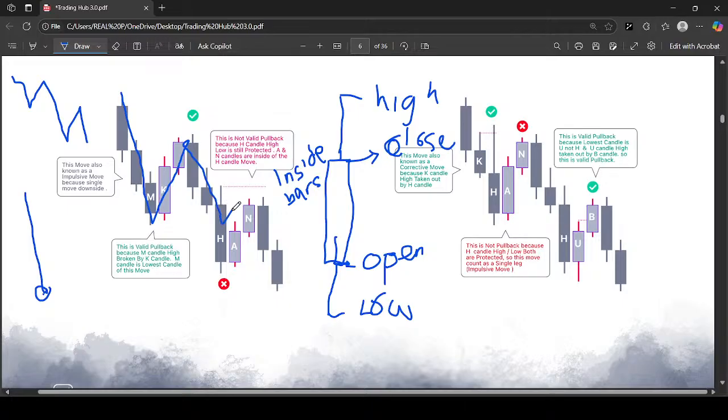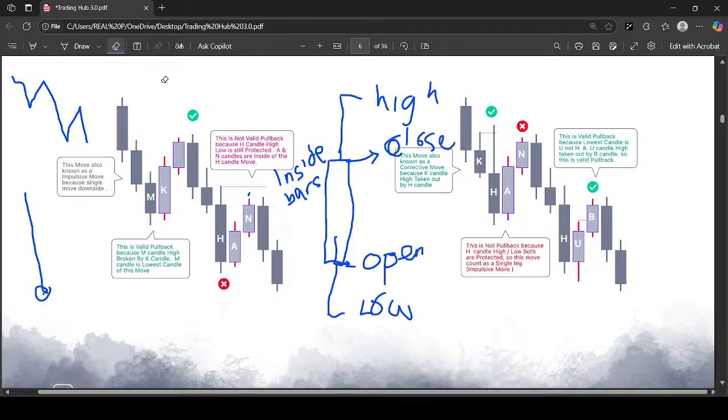And this is a single leg down, right? From here to here is a single leg. You don't have any pullback here, so you can't call this a pullback. I will explain again the reason why we can't have this as a proper pullback.